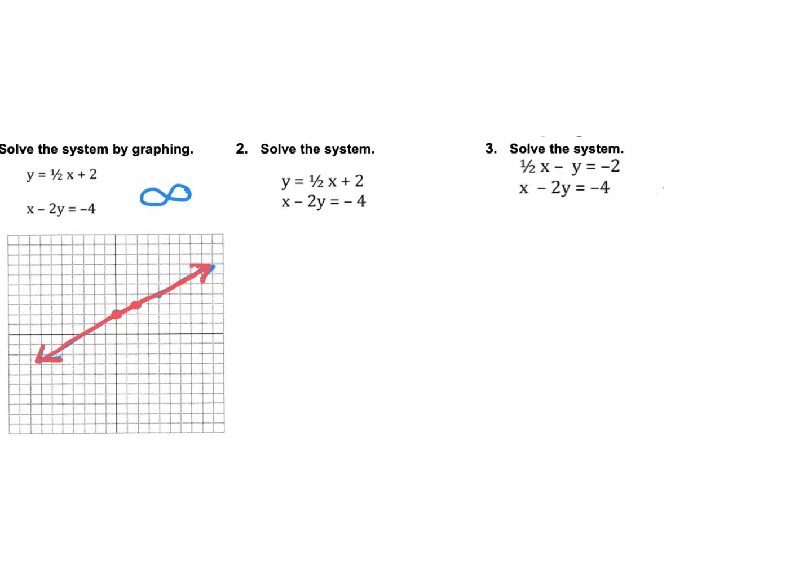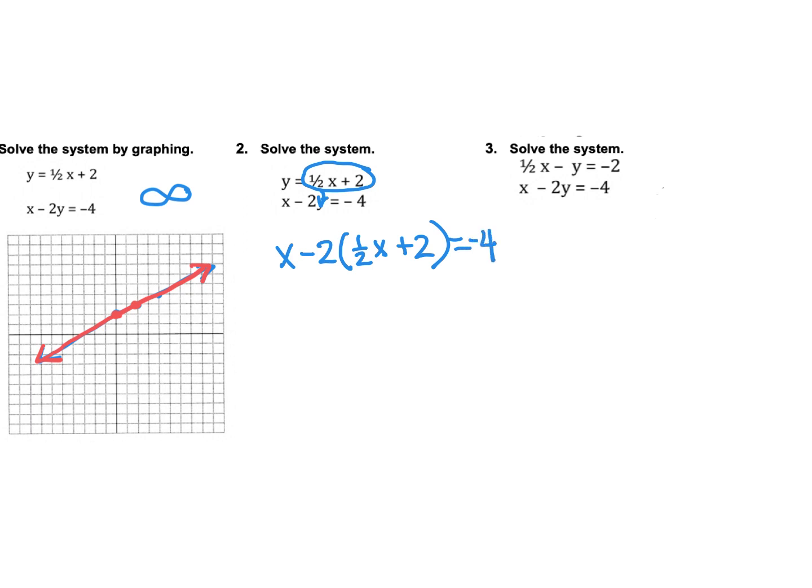All right, so for number 2, we have the same two equations, but this one, let's go ahead and solve it by using the substitution method. Notice how we've solved for one of the variables. And so I'm going to take y is equal to 1/2 x plus 2. So where I see this y, I'm going to plug it into that equation. So I have x minus 2 times 1/2 x plus 2, and then we're going to say that that is equal to -4.